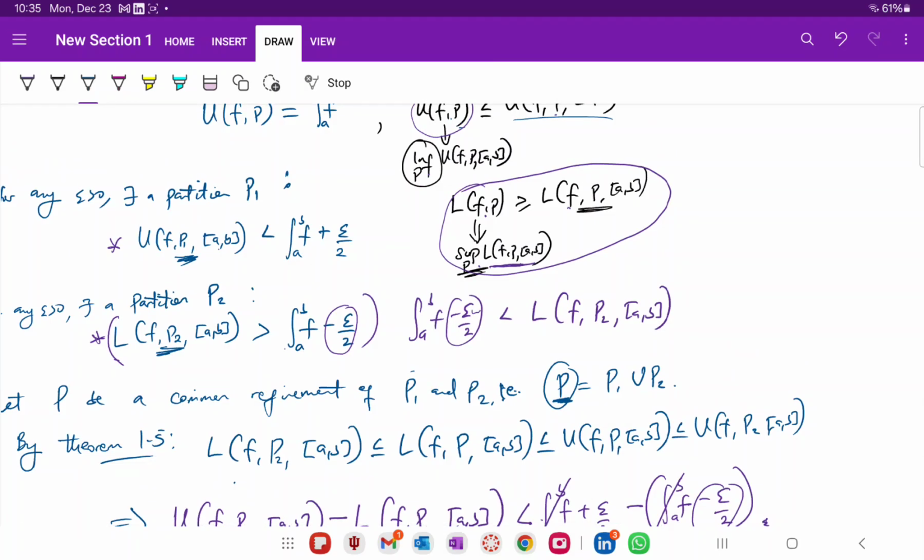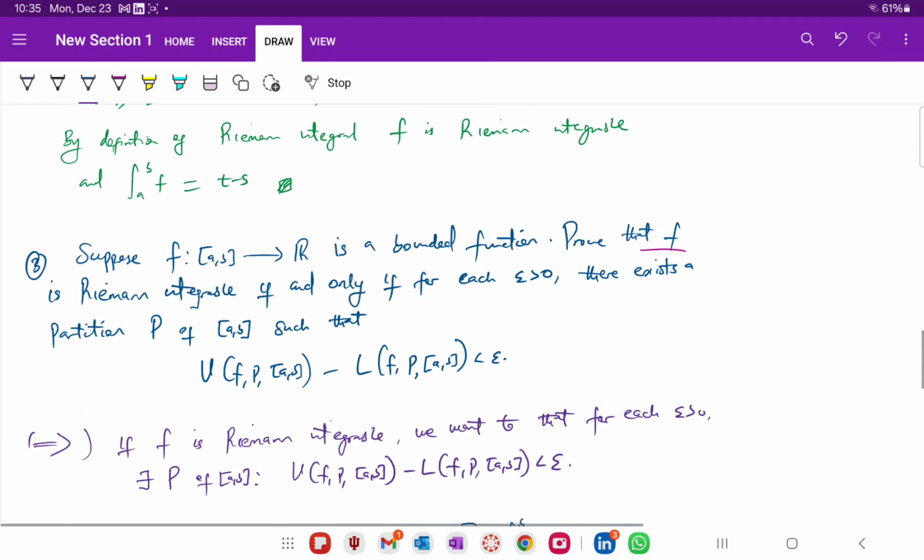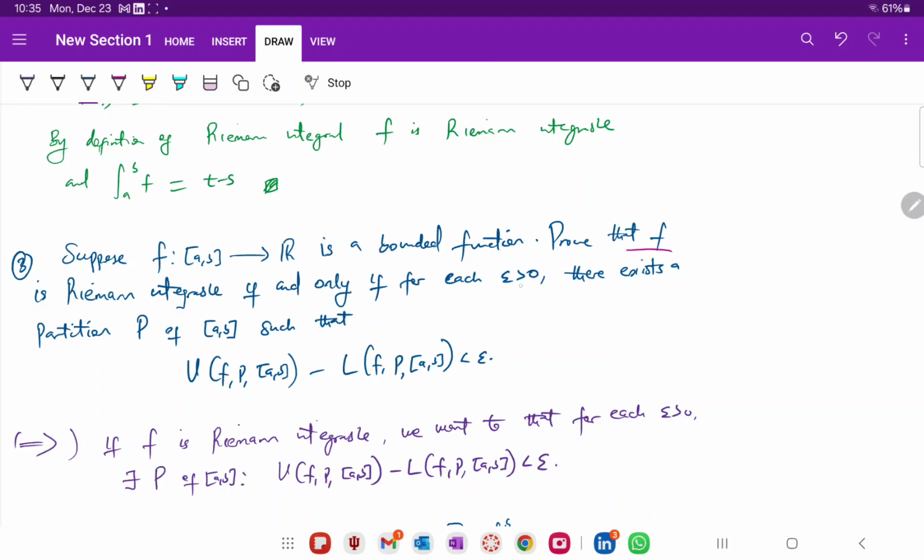Okay, so then we can now also check the second direction. The second direction is: if for each epsilon greater than 0 there exists a partition P of a, b such that this holds, we want to prove that the function f is Riemann integrable. All right, so let's check.